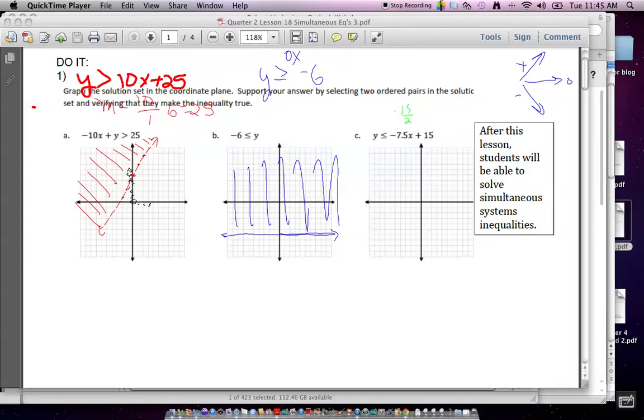So I'm going to begin at 15. 1, 2, 3. There's 15 right there. This is a solid line. I'm going to go down 3. 1, 2, 3 over 2. 1, 2, 3 over 2. 1, 2, 3 over 2. Solid line. I connect right there. And am I going to shade above or below? Below.